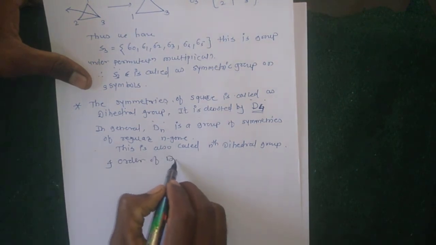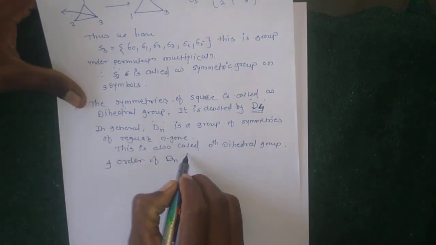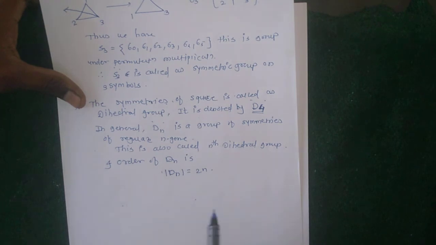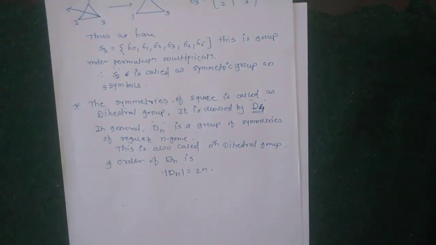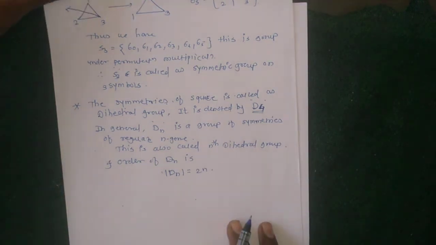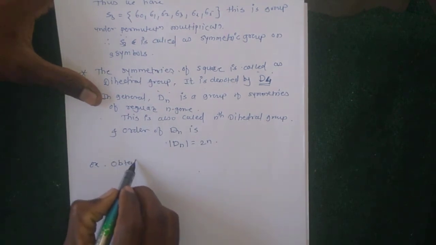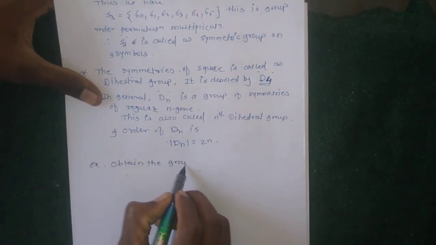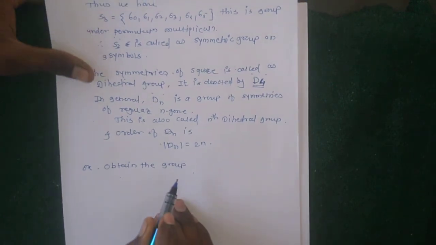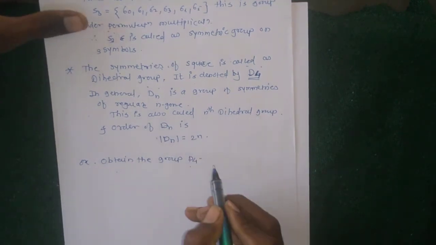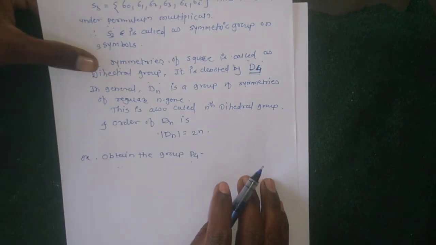The order of Dn is 2 times n, which means Dn contains 2n elements. The order of the symmetric group is n factorial. The order of Dn is 2n. So, example: obtain the group D4, the symmetries of a square.